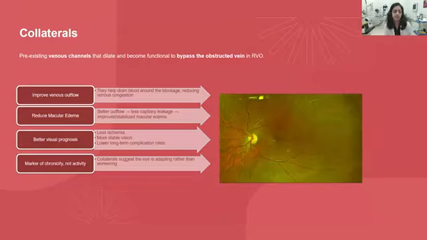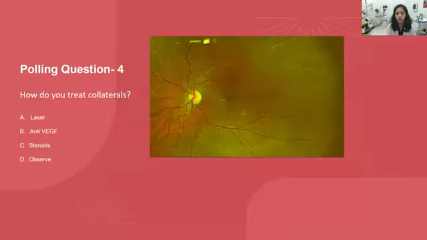So based on collaterals, and this is a very important question, how do you treat them? Do you do laser? Do you do anti-VEGF? Do you do steroids, or do you observe? So this is polling question 4. How do you treat the collaterals? A, laser, B, anti-VEGF, C, steroids, or D, observe? We do not touch these collaterals. They are an excellent natural mechanism of the eye to combat RVO.